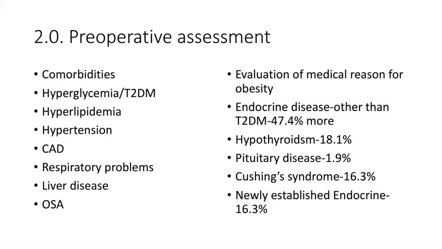Other respiratory problems, assessment by lung function test and other things, and liver disease by scanning, and OSA. We'll discuss details in the OSA section. Evaluation of medical reasons of obesity, those that can be treated. Some facts here: endocrine disorders other than diabetes mellitus are 47% more in obese patients. Hypothyroidism is more in 18%, pituitary is almost 2%, and Cushing's is 15%.